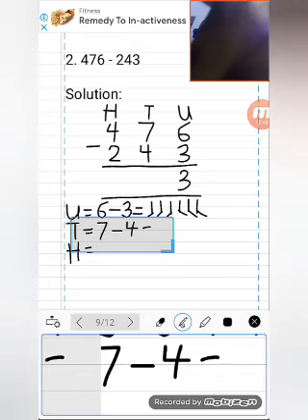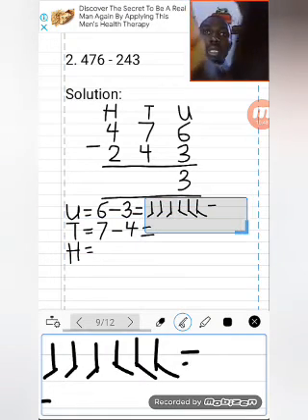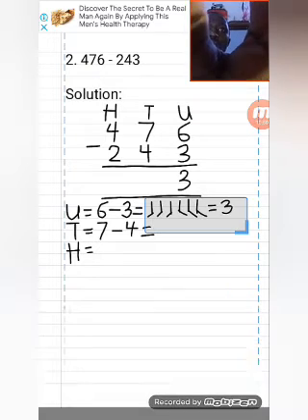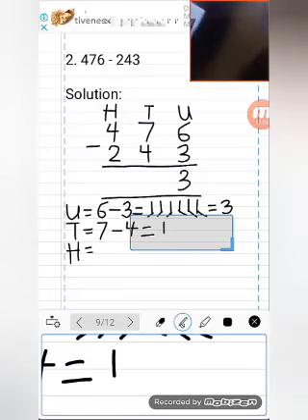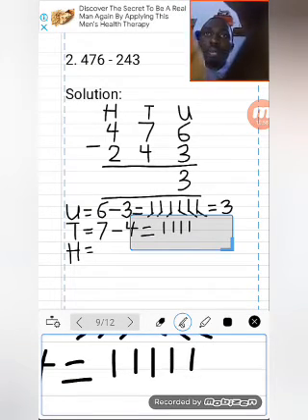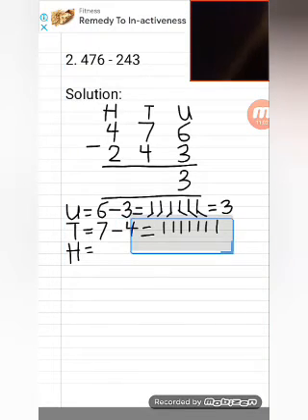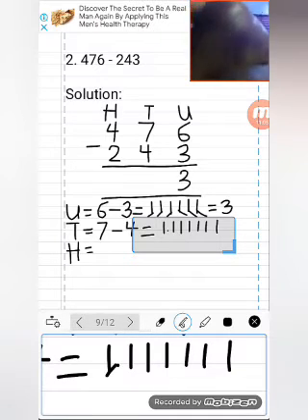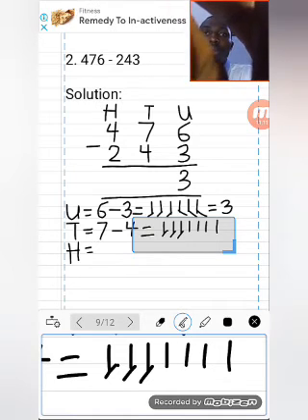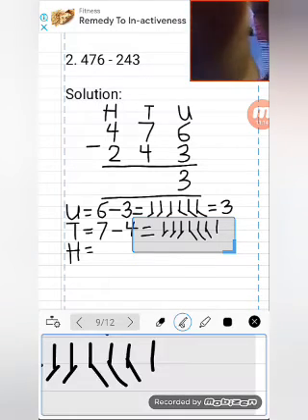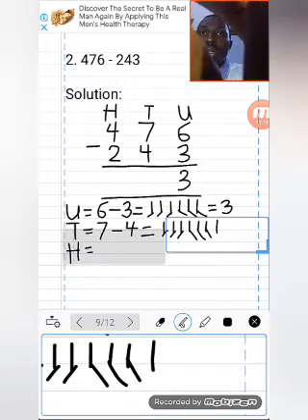So let's count 7. So let's not forget, we can write the answer for this. You can write it there to remember. 7 minus 4, let's count 7. 1, 2, 3, 4, 5, 6, 7. Minus 3. 1, 2, 3. Now what do we have left? 1, 2, 3, 3, 4.